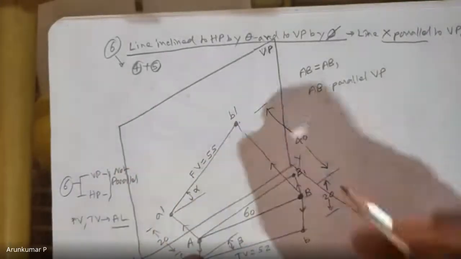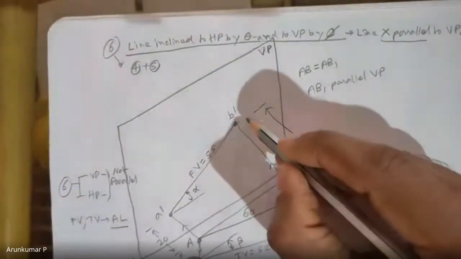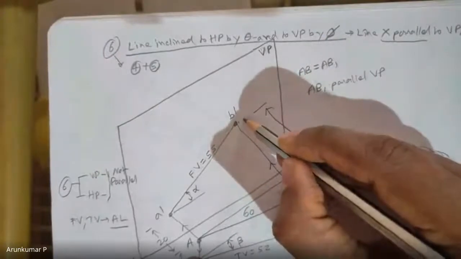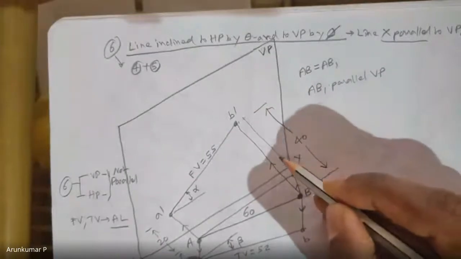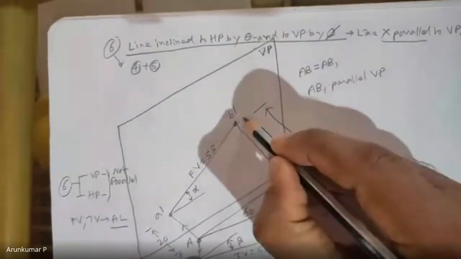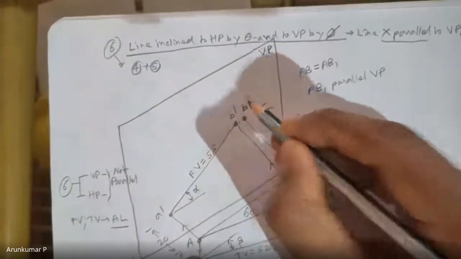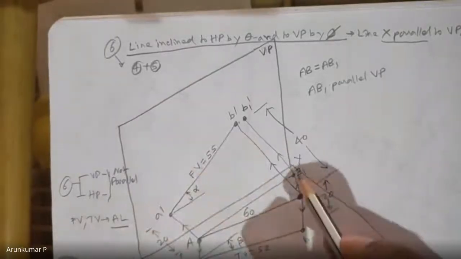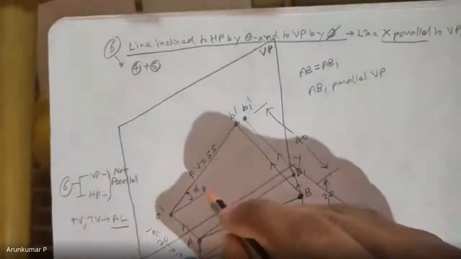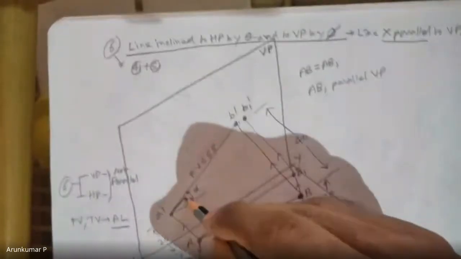I'll show you how. You have reached a new position B1, project this B1 onto VP. So this is your new front view, which you can call it as B1 dash. Okay, the front view of B1 is B1 dash. Now if I join A dash and B1 dash, you see this line?